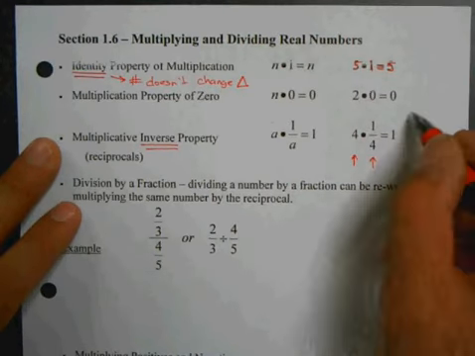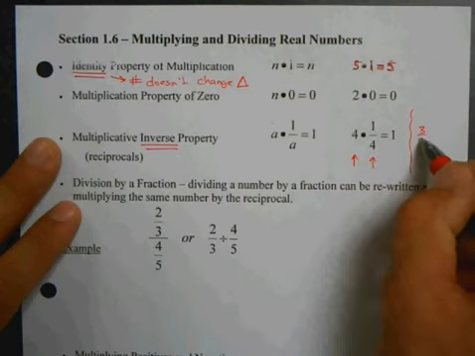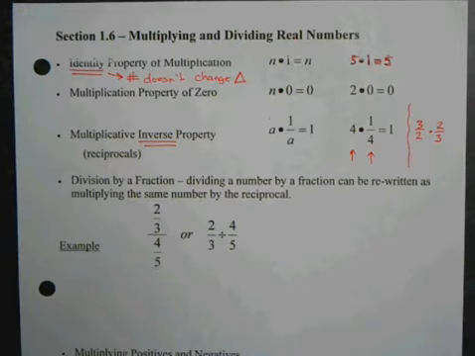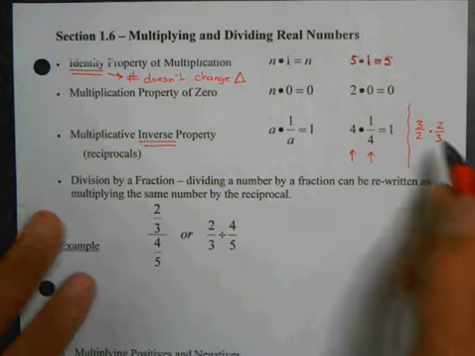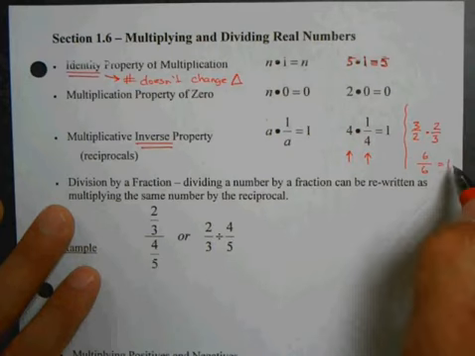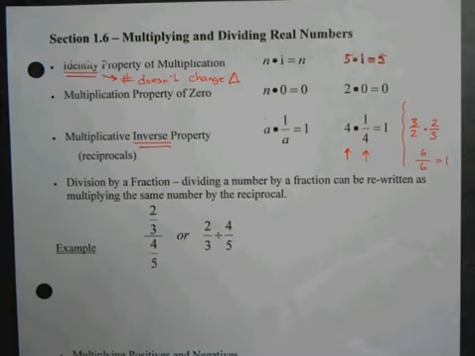Now why is that? Let's look at this. 3/2 times 2/3. Why does that equal 1? Well, 3 times 2 is 6, 2 times 3 is 6, 6/6 is 1. So as we're looking at our multiplicative inverse property, the normal word for that is reciprocals. The fancy word for that is multiplicative inverse. I want you to know both.